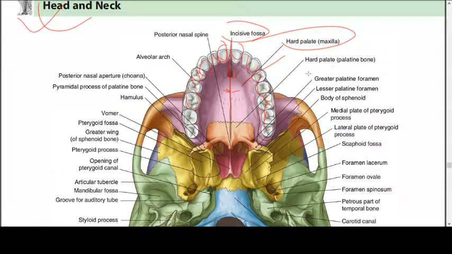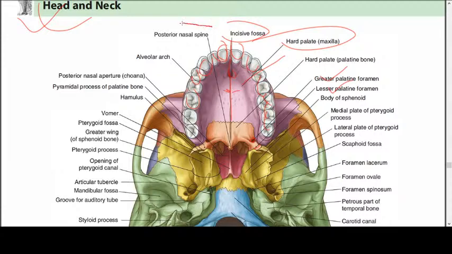Hard palatine bone. Hard palate is okay. Sorry, this is soft palate, I guess. No. Okay, what is this structure? This is the greater palatine foramen and the lesser palatine foramen. Foramen is basically a space. So this is the greater palatine foramen. This is the lesser palatine foramen.